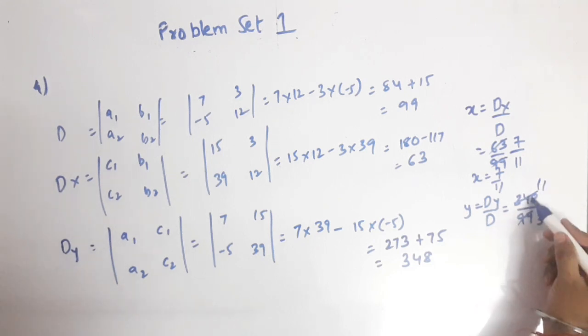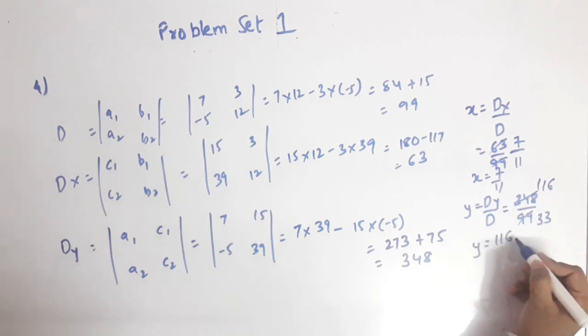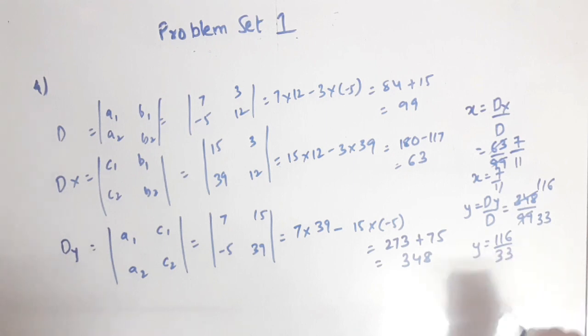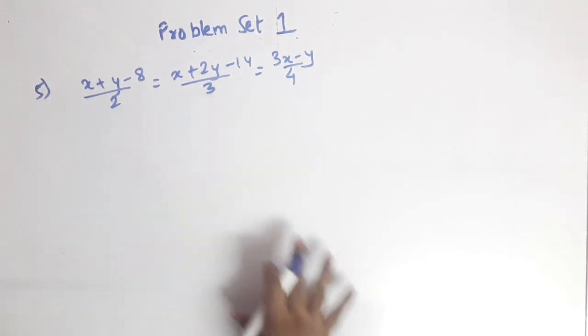Again 3 1s are 3. 1 carry, 3 6s are 18. So y we got 116 upon 33. Okay, then fifth one, you all can see, children, your question is given in a different format.